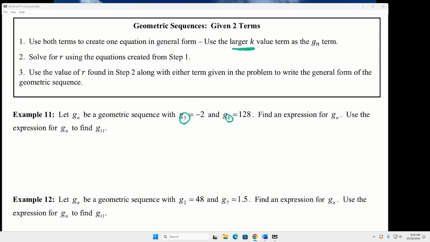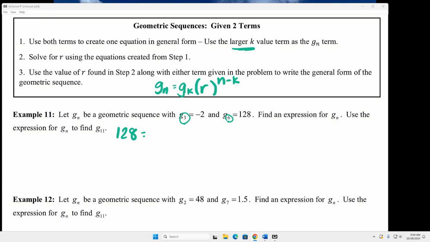So when we go to do example 11, we're going to write the equation for g sub n. The larger k value is 6, so g sub n in this case is going to be 128. Let me write down the formula where I can see it. You guys don't have to rewrite it because you can just look up at your page.